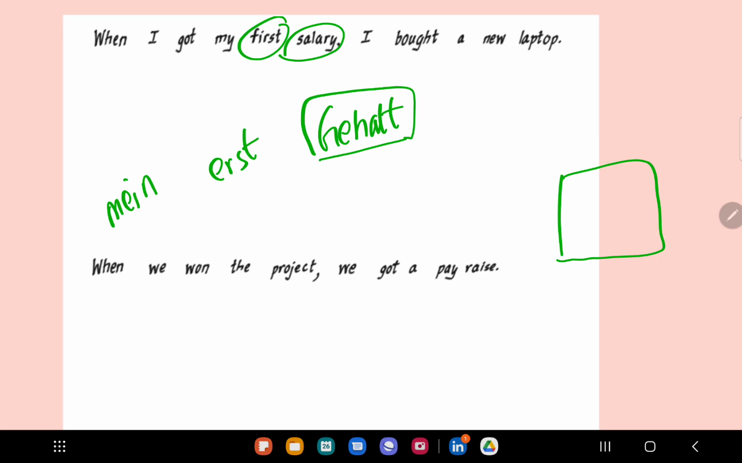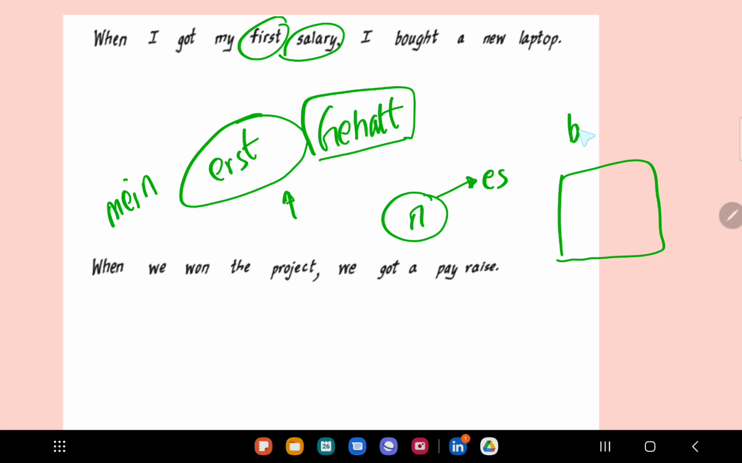Having said that, now what about the adjective ending for this one, right? The adjective ending for neutrum is always s, except for bestimmte Artikel. Whenever you have a bestimmte Artikel, it is e. But whenever you have any other article which is not a bestimmte Artikel, the adjective ending for neutrum will be s. It is not a bestimmte Artikel, so it is s. If it was when I got the first salary, it would have been als ich das erste, not erstes. So I hope you could follow that.